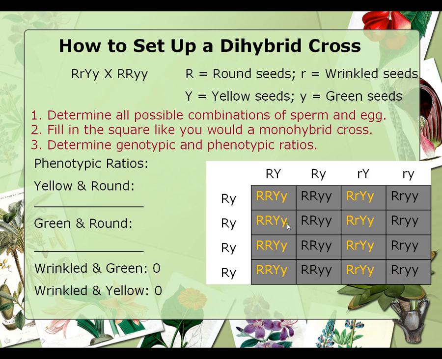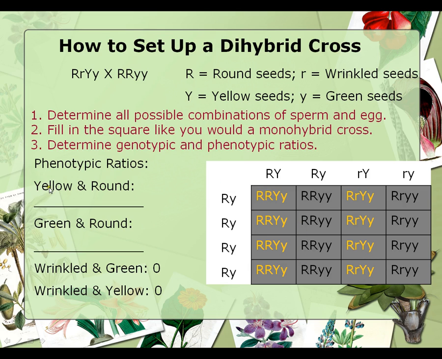The other thing you need to do is the other trait, round seeds versus wrinkled seeds. I chose to shade all of the boxes gray that had round seeds and leave the wrinkled seed boxes white. You'll notice that there are no offspring with the homozygous recessive wrinkled seeds. They all have a capital letter, so I have shaded all of the boxes gray.